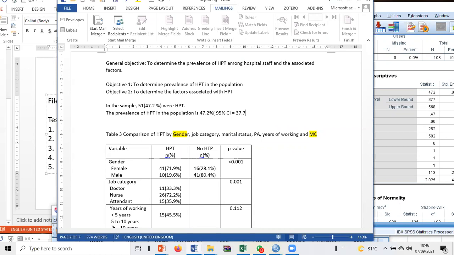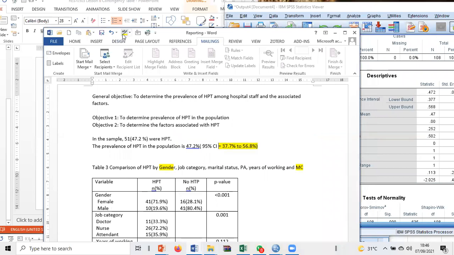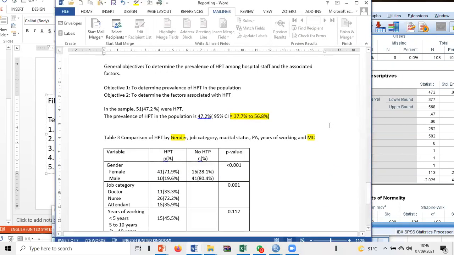37.7% to 56.8%. That's the answer for number one. Prevalence of hypertension can be anywhere between these two. Right? So later, as I say, you must have your objective very clearly stated. So this is only a sample value. This is an estimation for the population. Okay, that's for objective number one.